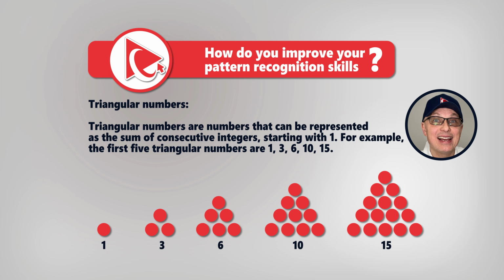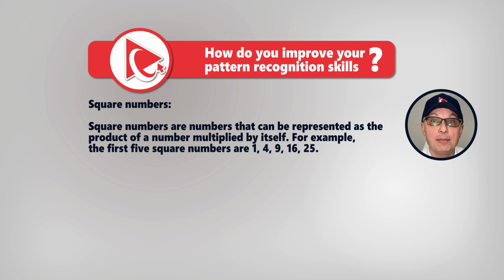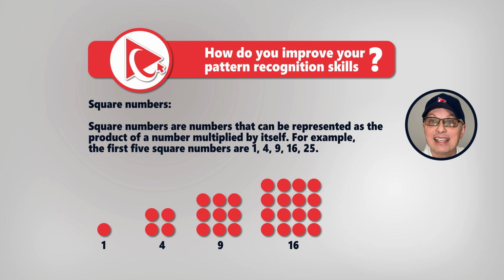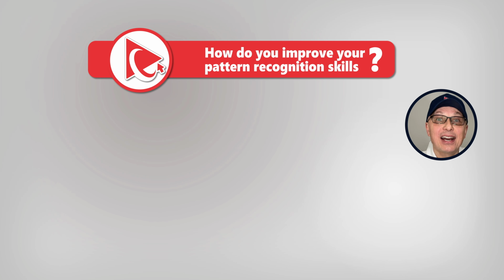Next on my list are square numbers. Square numbers are numbers that can be represented as a product of a number multiplied by itself. For example, the first 5 square numbers are 1, 4, 9, 16, and 25. Because 1 squared is 1, 2 squared is 4, 3 squared is 9, 4 squared is 16, and 5 squared is 25.